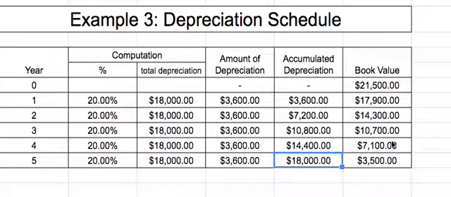And then to check ourselves, we could take book value minus accumulated. And yep, our salvage value is $3,500. Now, we may not see it in this lesson, but in lessons to come, the value of the product can never drop below the salvage value, and we'll talk about that more.